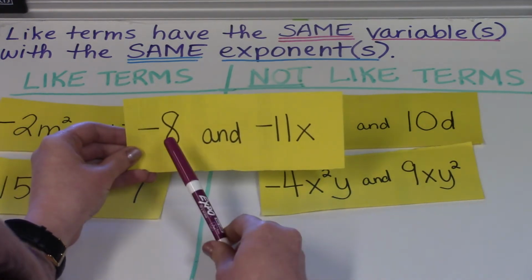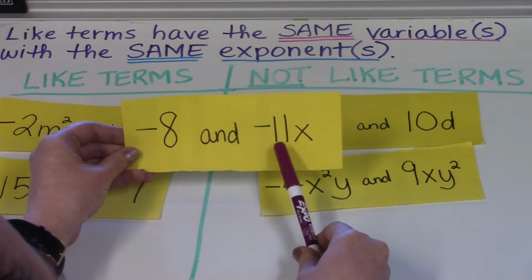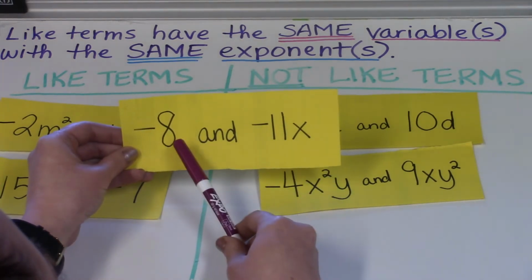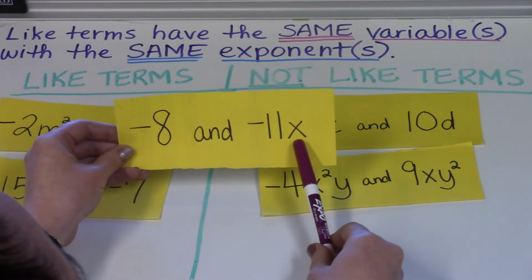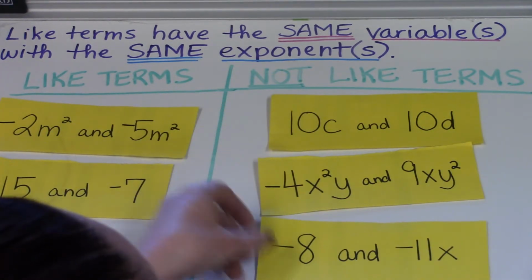For this pair, we have negative 8 and negative 11x. Since the first term does not have a variable, but the second term does, these are not like terms.